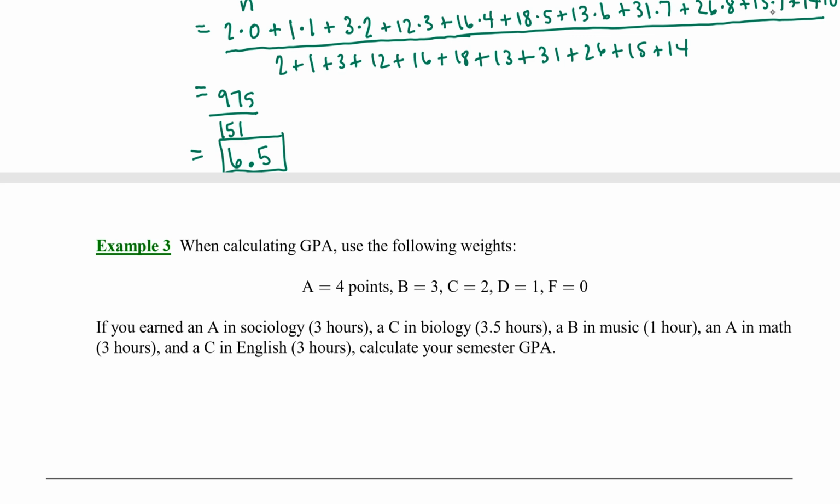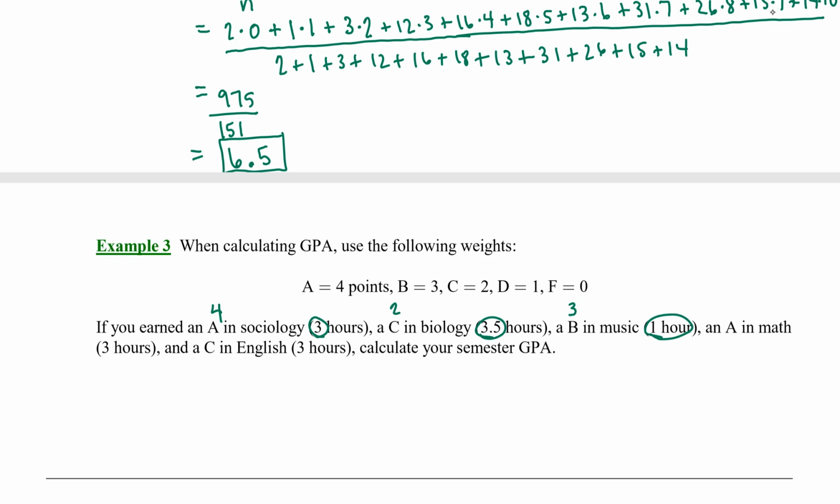So let's suppose that you earn an A in sociology. An A is going to be 4 points, and this is a 3-hour course, right? A C in biology, a C gets a 2, and that's a 3.5-hour course. A B in music, B gets 3 grade points. That's only a 1-hour class.